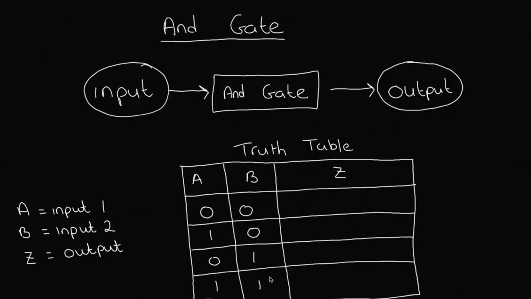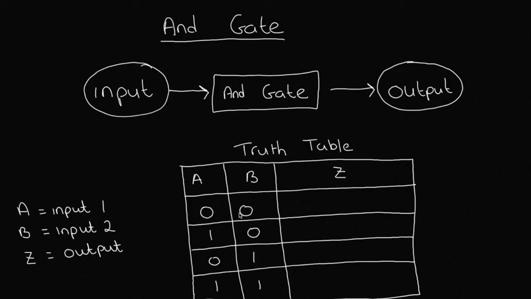So if 1, 1, we can see these are both true, so this will result in a 1 or a true value as an output. Now with these other inputs here, they're not both 1. So if it's any of the rest of them, unfortunately we'll get a false value, or as we represent it in binary, a 0.